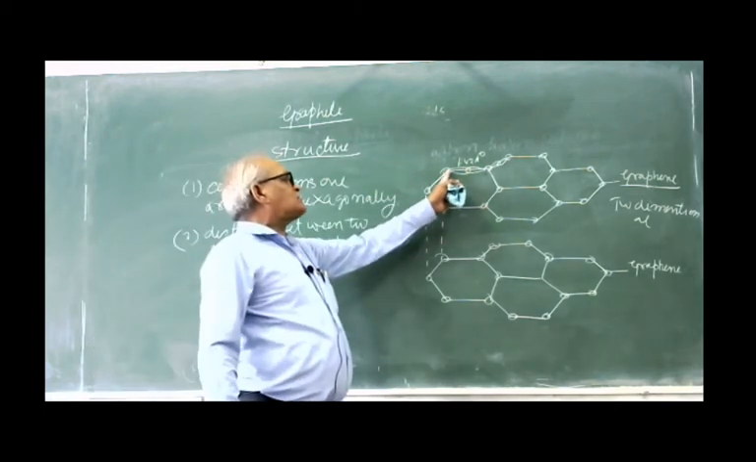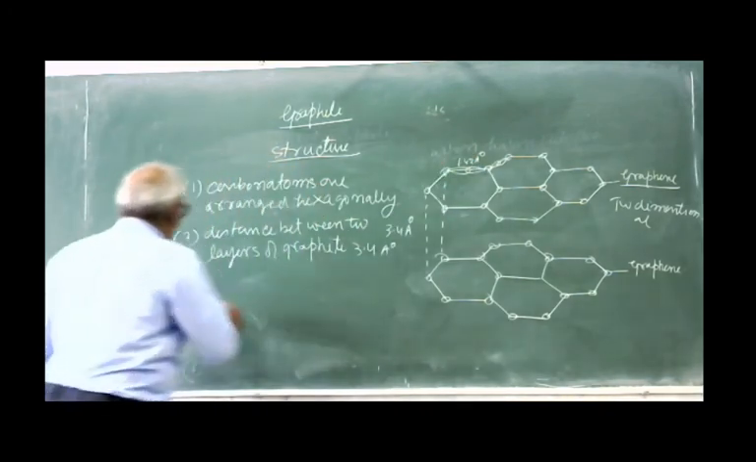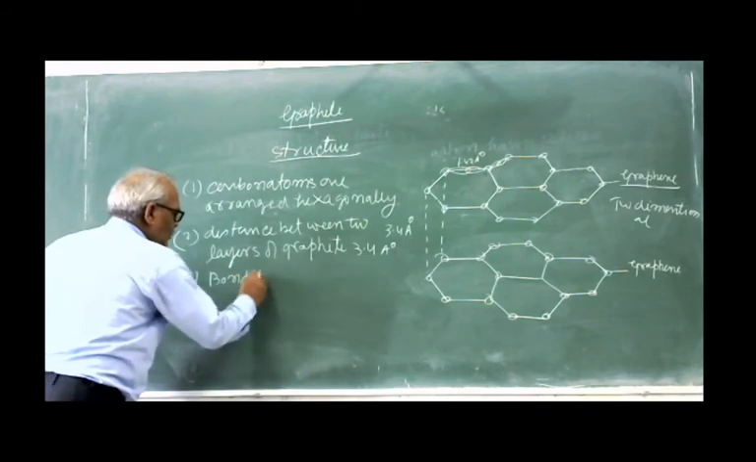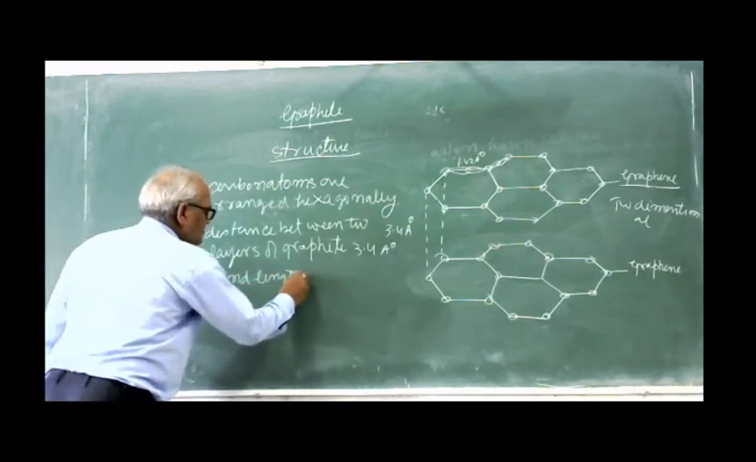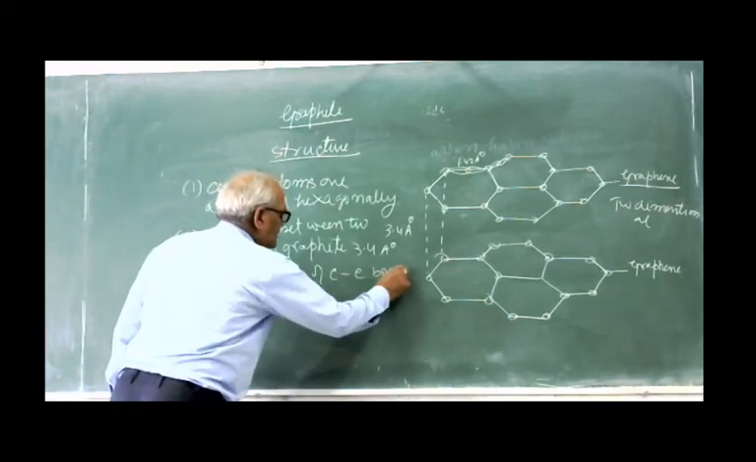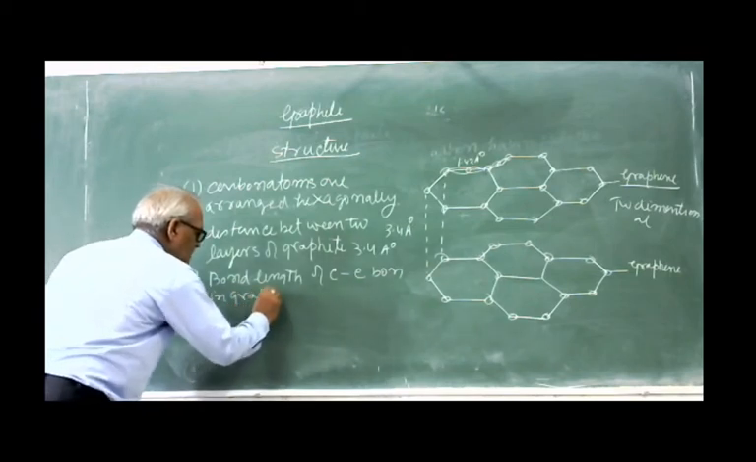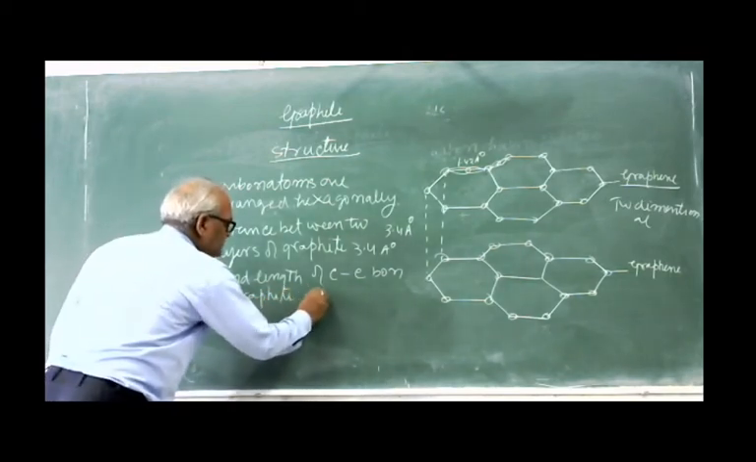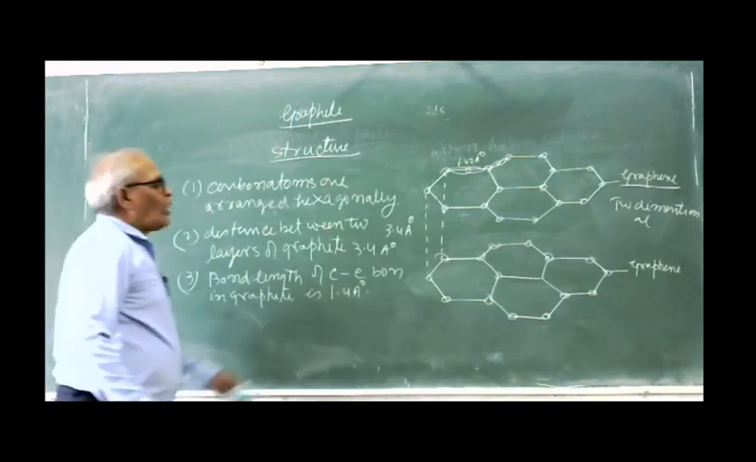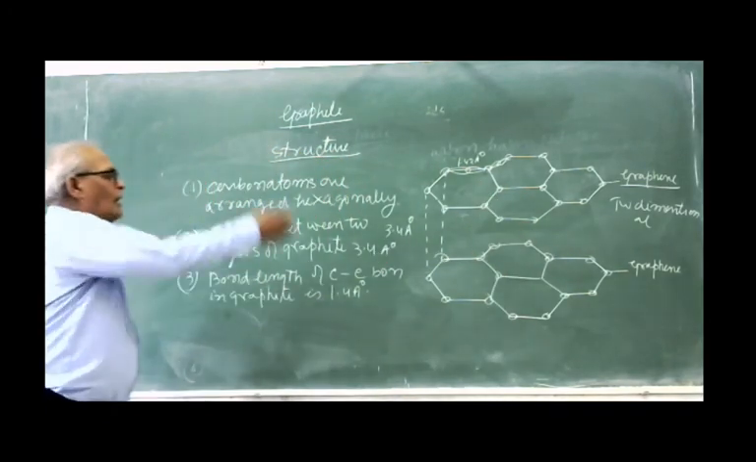Now second question, what is the bond length? Means what is the distance between one carbon and another carbon atom? 1.42 angstrom. So third, bond length of carbon-carbon bond in graphite is 1.42 angstrom. Now there is a very weak force between all these layers, graphene.